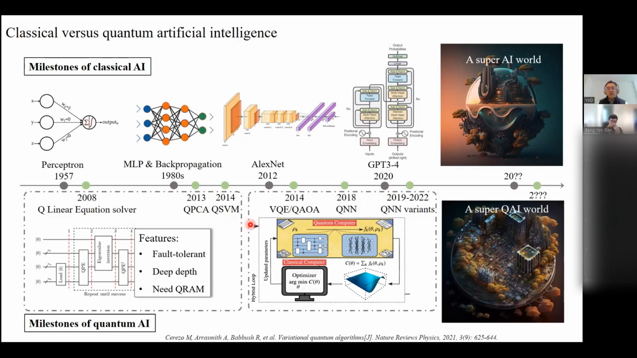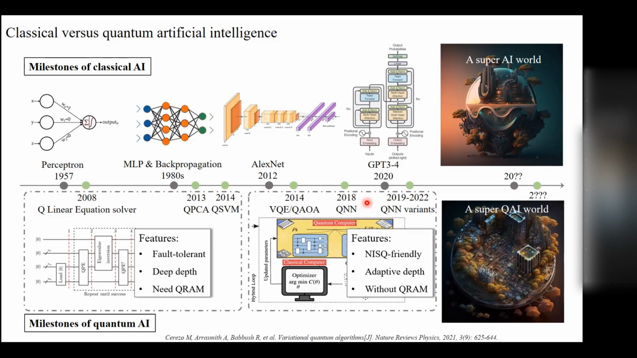This is the reason why we want to develop another class of quantum machine learning algorithms, called variational quantum algorithms. The first ones were proposed in 2014, named the variational quantum eigensolver and the quantum approximate optimization algorithm. In 2018, quantum neural networks were proposed, and their variants were proposed in the following years. A key feature of variational quantum algorithms is that they are NISQ friendly, which means they don't require very deep circuit depth, and they don't require quantum RAM. This provides an opportunity to use current quantum hardware to find some potential applications.